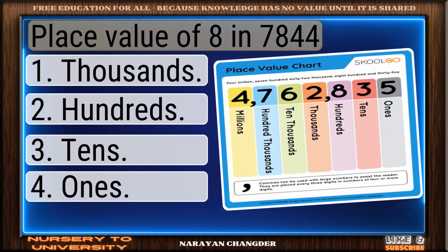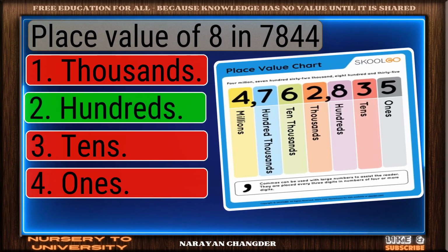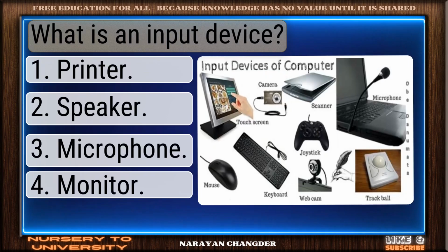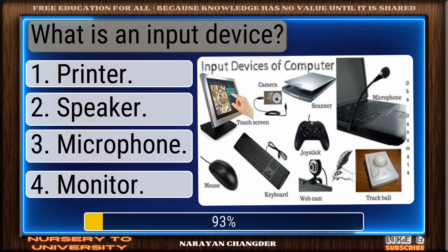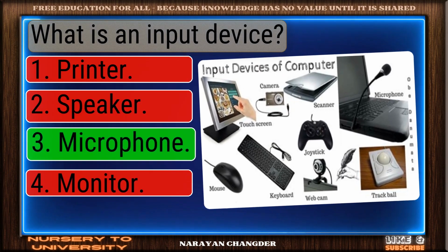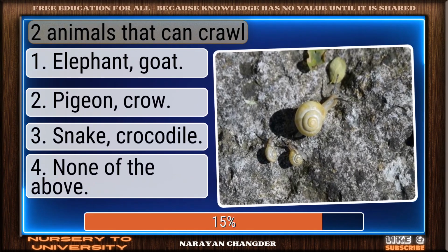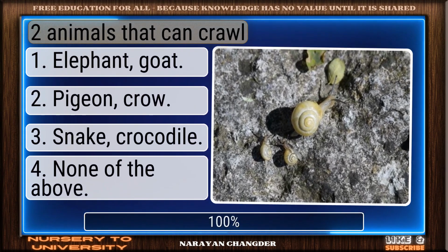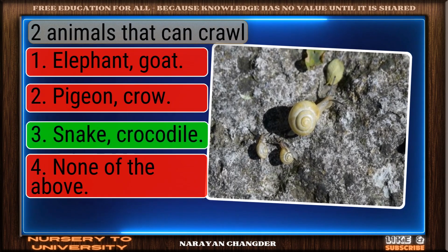Place value of 1874.4. Smart move. Hundreds is an accurate answer. What is an input device? Valid point. Microphone is true. Two animals that can crawl. Smart pick. Snake, crocodile is the correct choice.